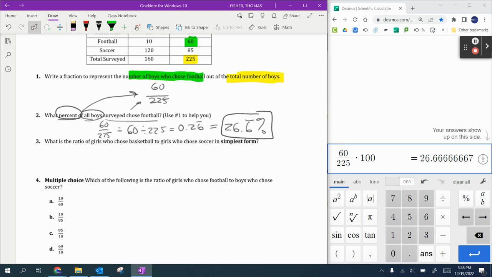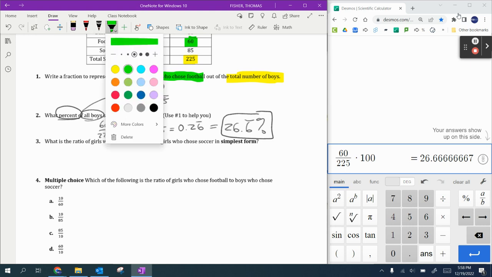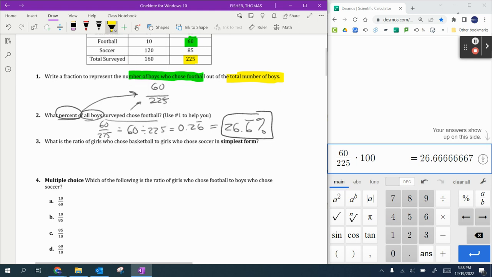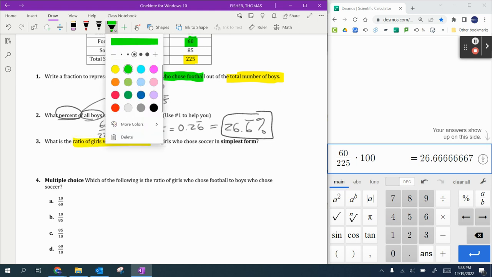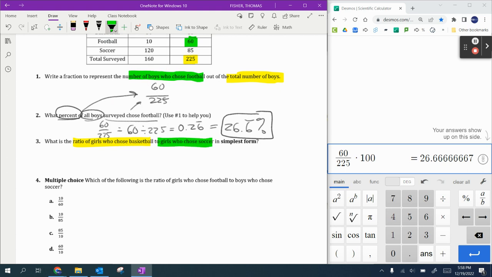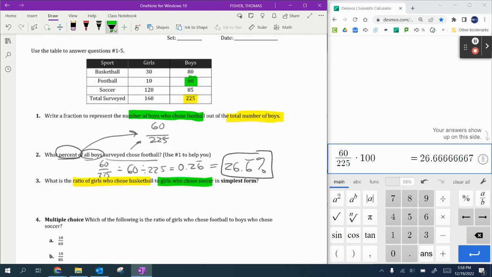The next one, ratio of girls. So we got a ratio of two things. I'm going to use some colors here. So ratio of girls who chose basketball, and then the other one is girls who chose soccer. So girls who chose basketball, I'm going to look for that in the table first. So girls who chose basketball is right here, 30. And then girls who chose soccer is 120. So that's our ratio. So 30 to 120.